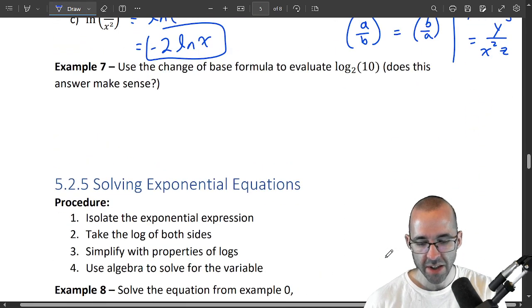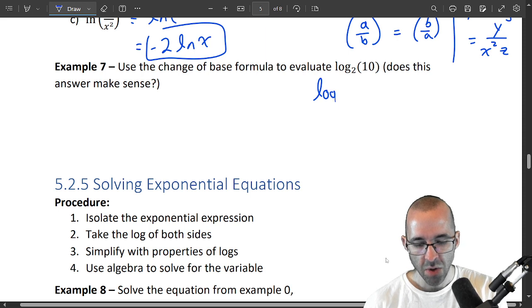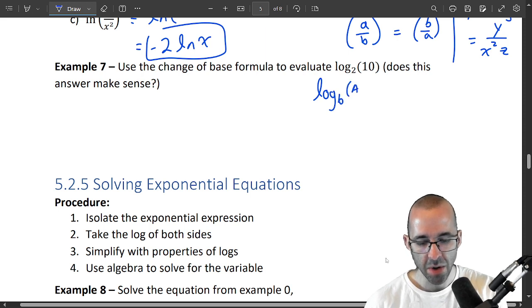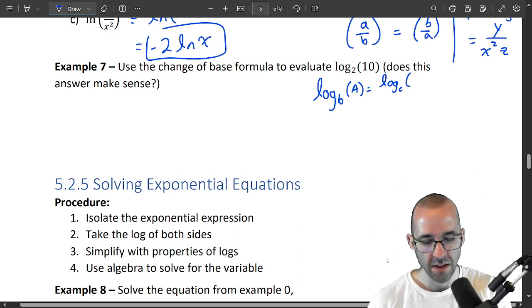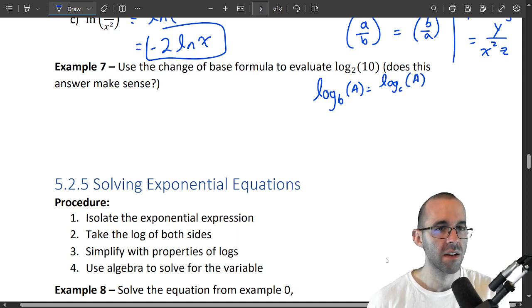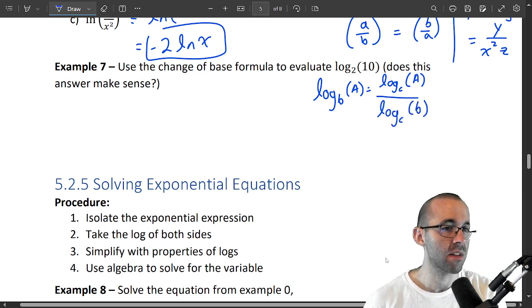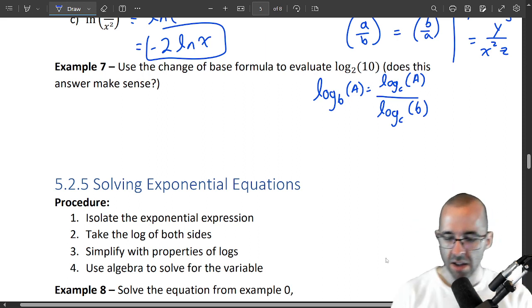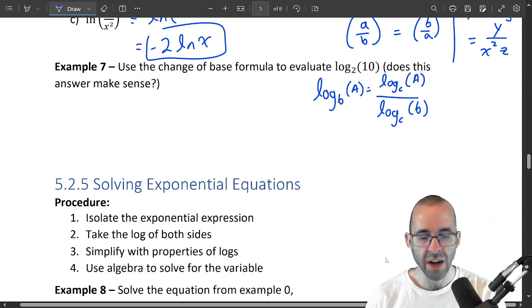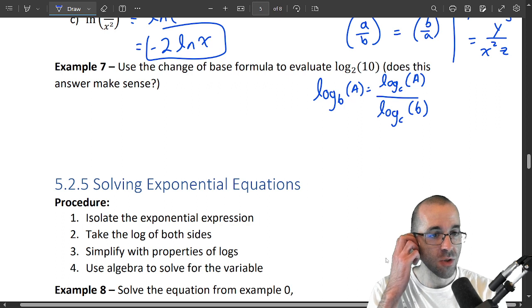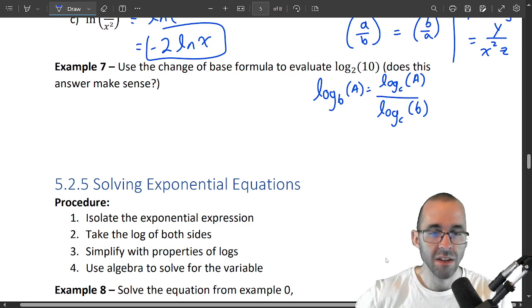So let's copy that formula down and do this problem. Formula says log base b of any number is, we get to choose a new base of that thing. But if we do change the base, we have to divide by the logarithm of the old base. So we can rewrite this as a common log or a natural log if we want to use our handheld calculator. Your choice.